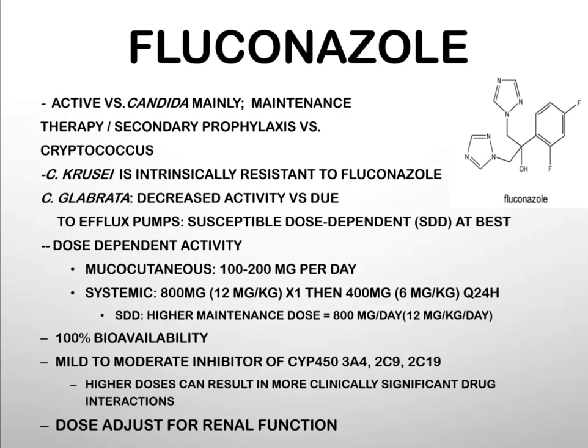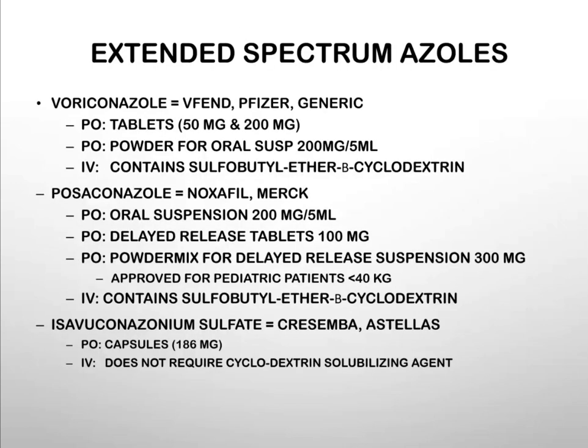Excellent bioavailability. It also has good penetration into the eye and the CNS. It is a mild to moderate inhibitor of P450 3A4, 2C9, and 2C19. But if you ramp up the doses, you can see more clinically significant drug interactions. It's also, unlike the other azoles we're going to talk about, dose adjusted for renal dysfunction. We're going to talk about the extended spectrum azoles: voriconazole, posaconazole, and isavuconazonium sulfate.